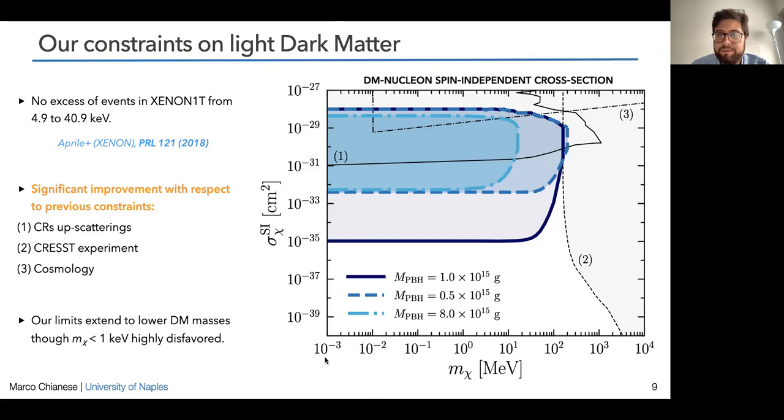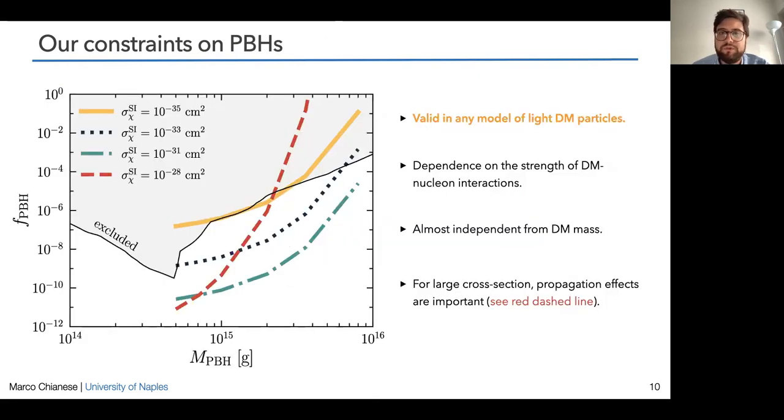This is for the parameter space of dark matter, but we also have constraints on the parameter space of primordial black holes. So this is the abundance of primordial black holes as a function of the PBH mass. These constraints here are valid in any model of a light dark matter particle, and in particular, they depend on the cross section between dark matter and nuclei.